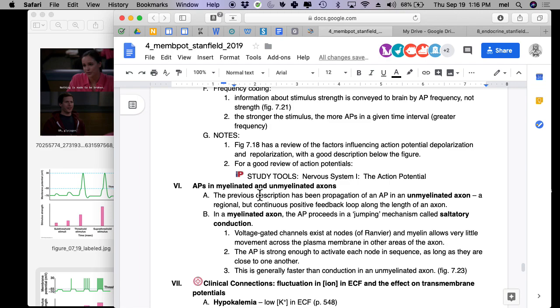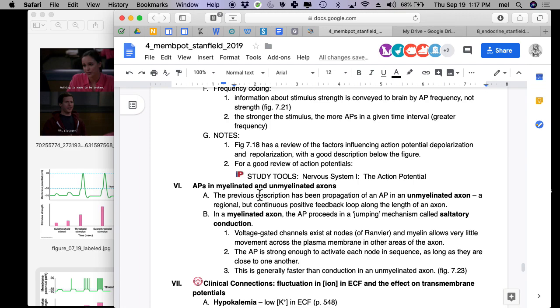A suprathreshold stimulus just goes past threshold after you get there. Okay, but threshold will get you an action potential, period. A suprathreshold stimulus would get you more frequent action potentials. During any period, a suprathreshold stimulus just gets you more frequent action potentials.